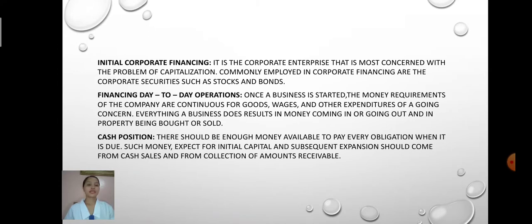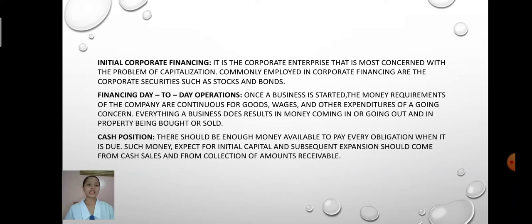Initial corporate financing. It is the corporate enterprise that is most concerned with the problem of capitalization. Commonly employed in corporate financing are the corporate securities such as stocks and bonds. Financing day to day operations.